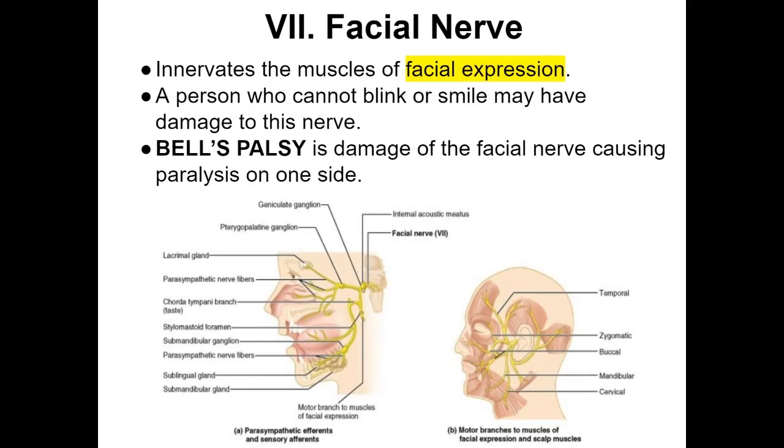Then you have the facial nerve. This is really used in facial expressions. So smiling, frowning, glaring at somebody. Those are caused by your facial nerves. If you can't blink or smile, you may actually have damage to this nerve. And then Bell's palsy is a damage to the facial nerve that causes paralysis on one side of the face.